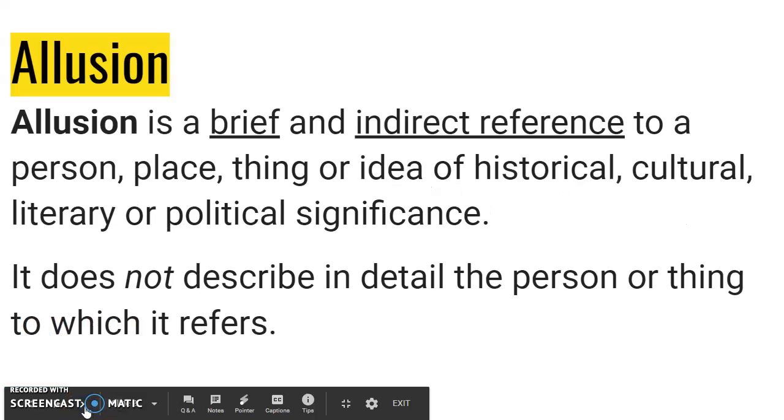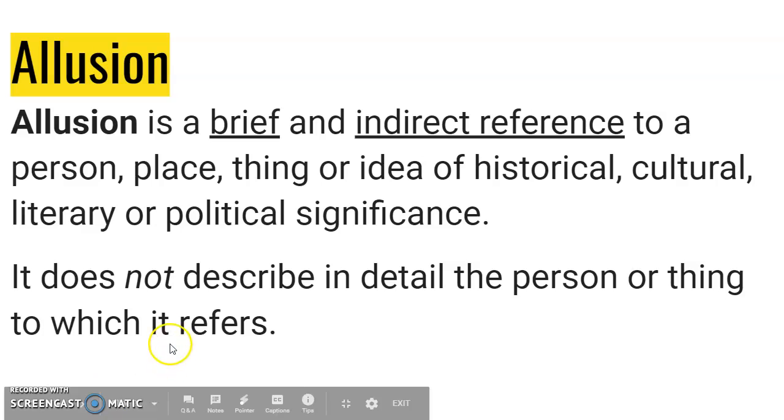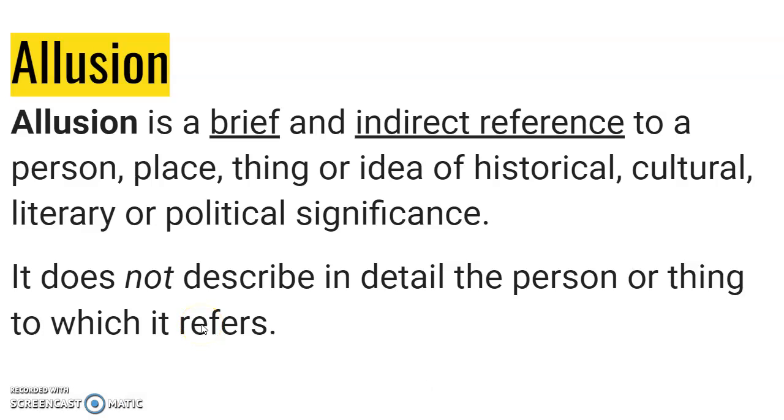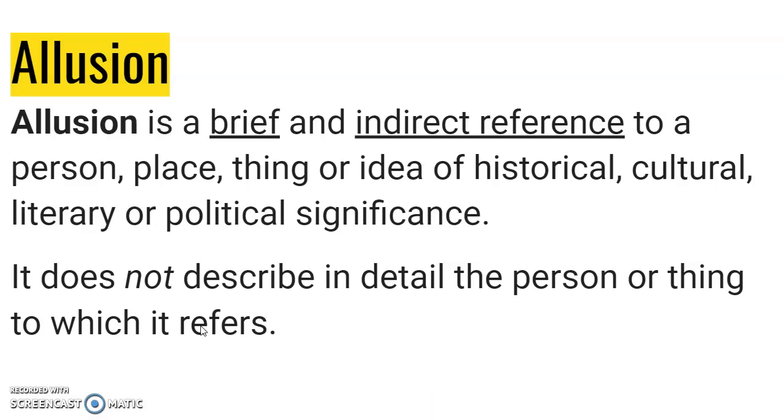So here's a definition for you. It's a brief and indirect reference to a person, place, thing, or idea of historical, cultural, literary, or political significance. It's a lot of words in there. But basically, it is going to be some time when an author uses a mention of something to bring something else to mind. And I know that that's a little vague right now, but we'll get there in just a second. I'll explain it a little bit further.